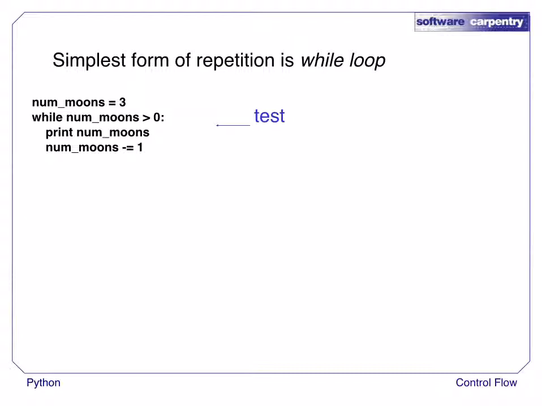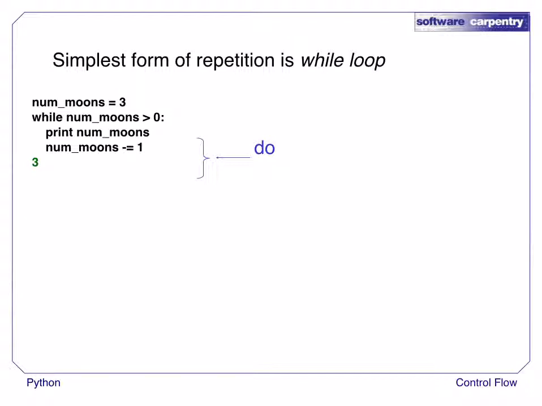The loop opens with the keyword while, followed by the loop's controlling test. Now, since this test is true, i.e. since num_moons is currently greater than 0, Python executes the statements in the loop body, which is the indented set of statements under the loop control. And this prints out 3 and subtracts 1 from num_moons.